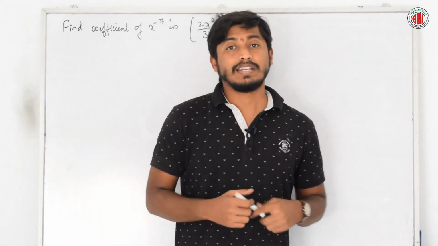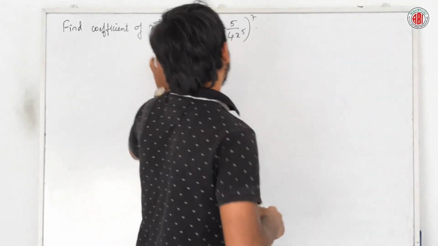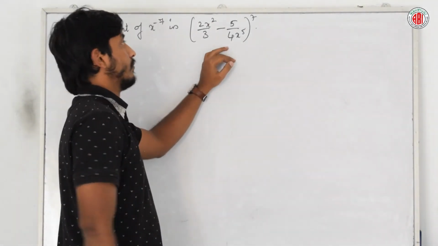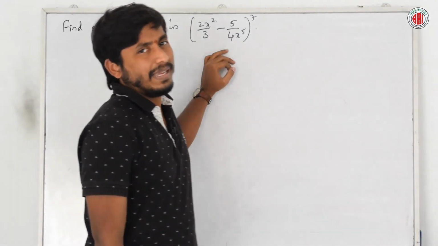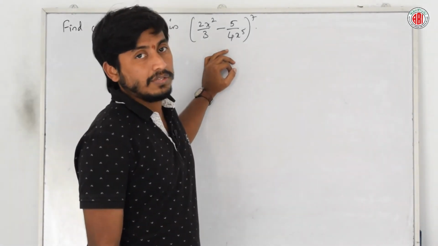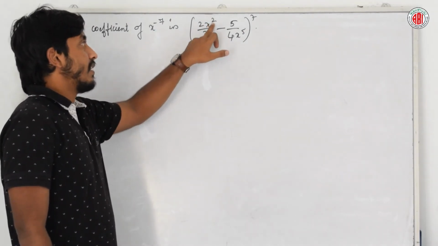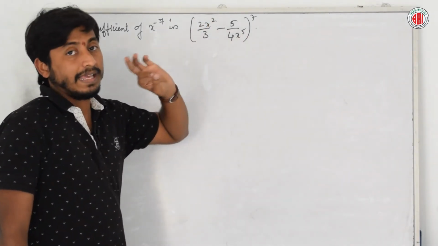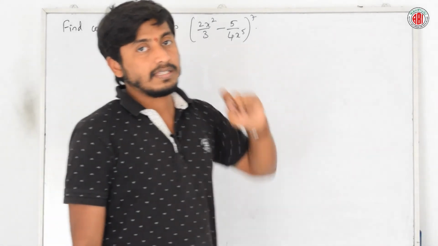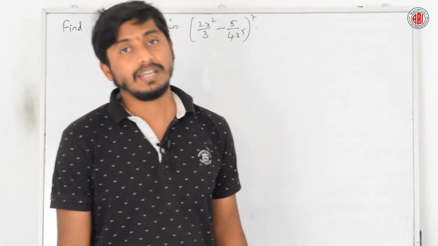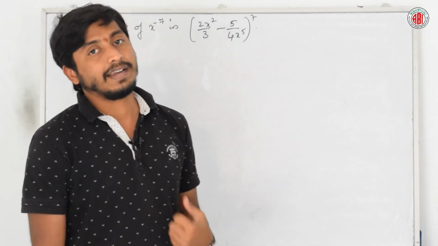Let's do. Look at the next question here. He is asking us to find the coefficient of x power minus 7 in this term. Do we get x power minus 7? When do we get minus 7? Since here it is power 2 and power 5 in the denominator, there is a chance of getting minus 7. But let us find the general term first.